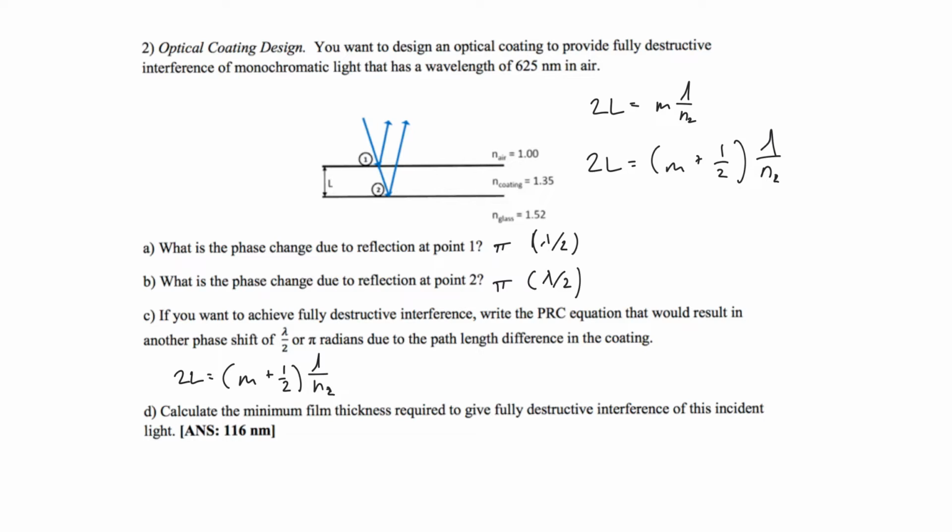Okay, and then part E, the minimum film thickness required to give fully destructive interference. We just need to choose the correct M value. So there are a bunch of different thicknesses that would give us fully destructive interference of this particular wavelength. But we choose M equals 0, that gives us the minimum, and we apply this equation. Okay, and if we solve for L, we should get 116 nanometers.